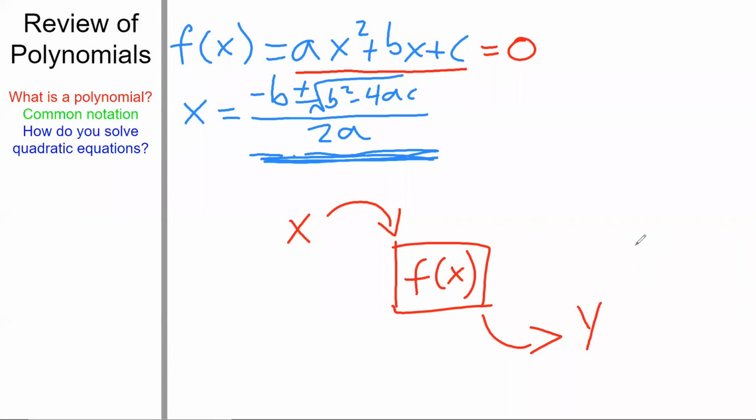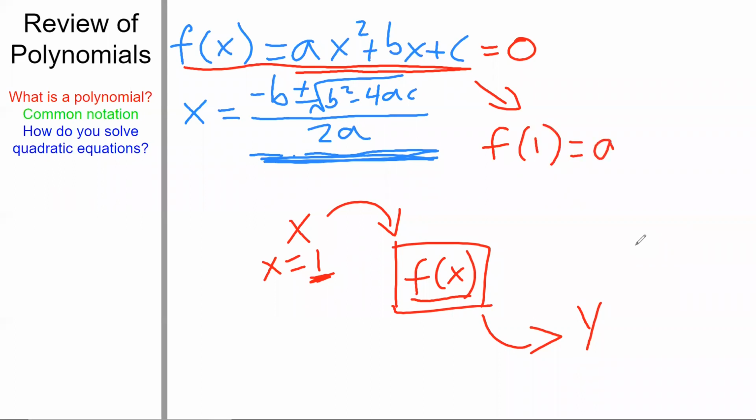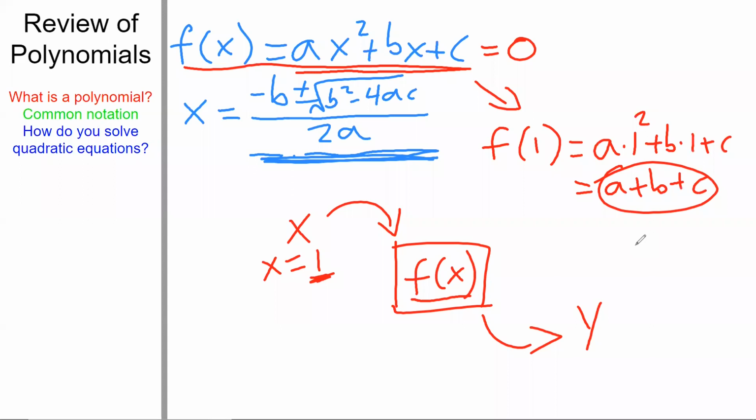So for example, if I drop the number x equals 1 into this machine, then the function f of x would do stuff to the 1. In this case, what it would do is it would replace every single x with the number I dropped in, 1. So a times 1 squared plus b times 1 plus c. And if you simplify this, you get a plus b plus c. So then it would spit out this number as y.